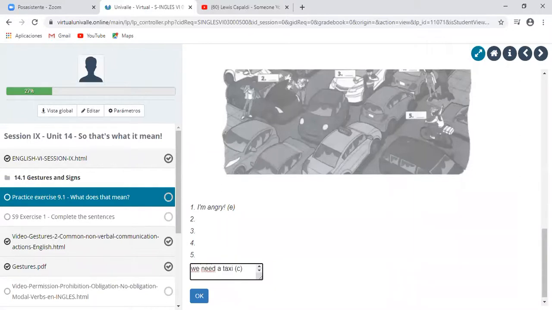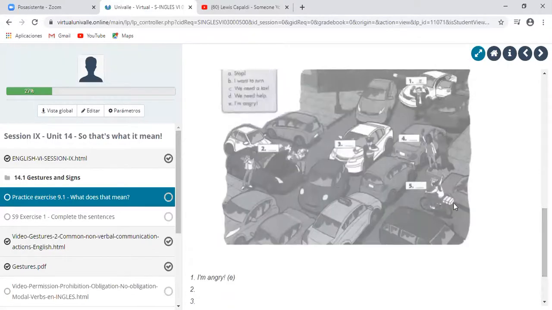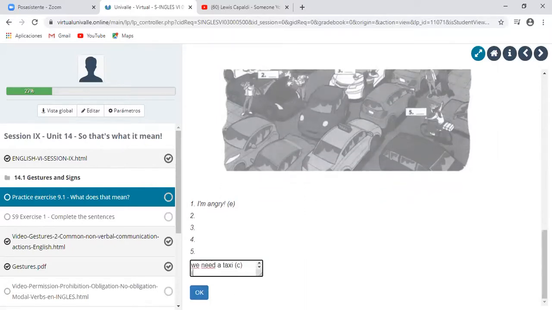Okay, and the last one, but not least important, image number five, what does it refer to? Letter B. Letter B, I want to turn. Letter A. Oh, letter B, right?